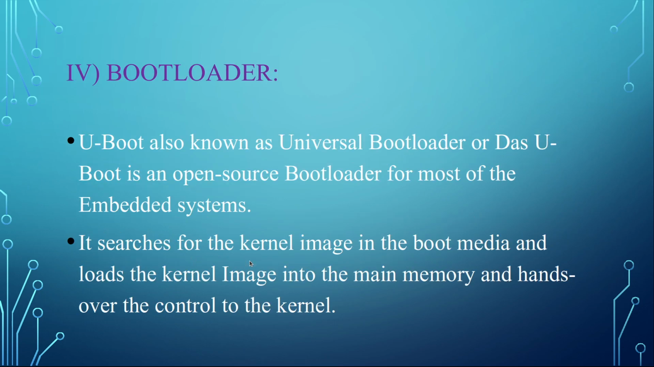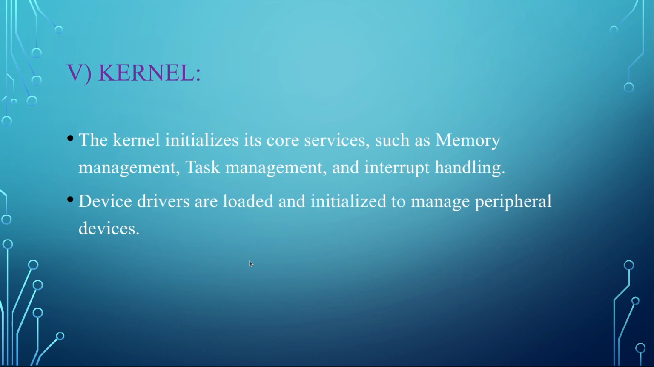U-boot is also known as universal bootloader, and it is also called Das U-boot. It's an open source bootloader for most of the embedded systems. It searches for the kernel image in the boot media, loads the kernel image into the main memory, and hands over the control to the kernel. Now the control is in the hands of the kernel.